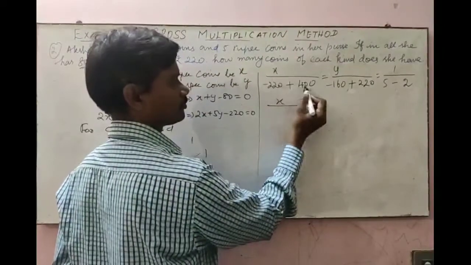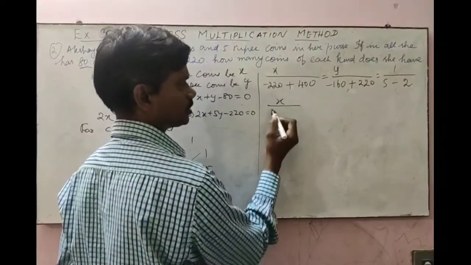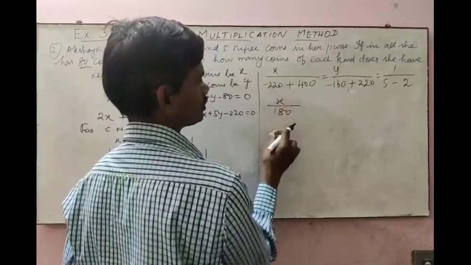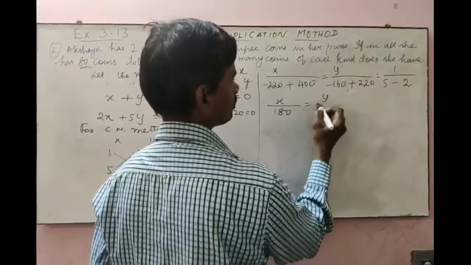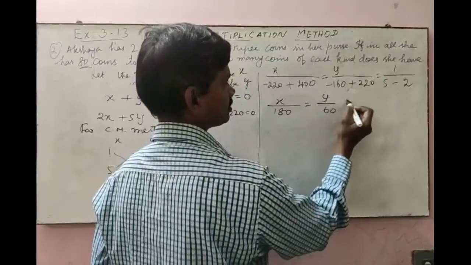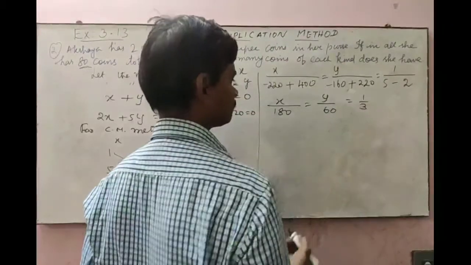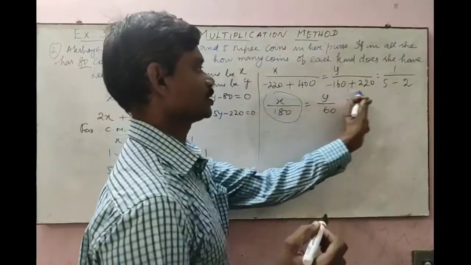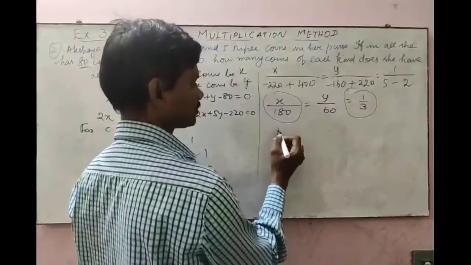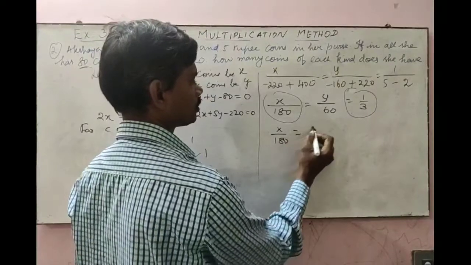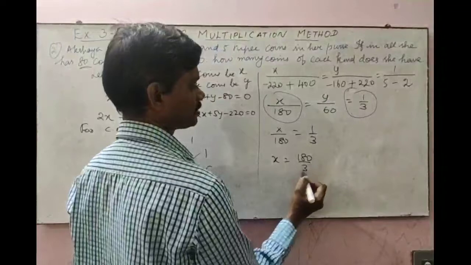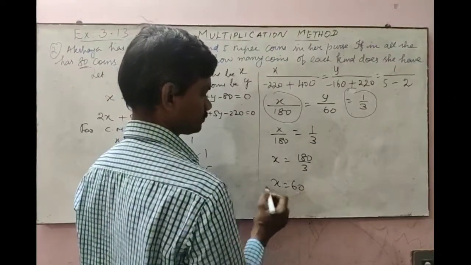x by 400 minus 220 gives 180, equal to y by 60, equal to 1 by 3. Then we get the value of x by equating the x term with the constant term. x by 180 equal to 1 by 3, which gives x is equal to 180 by 3. So x is equal to 60.